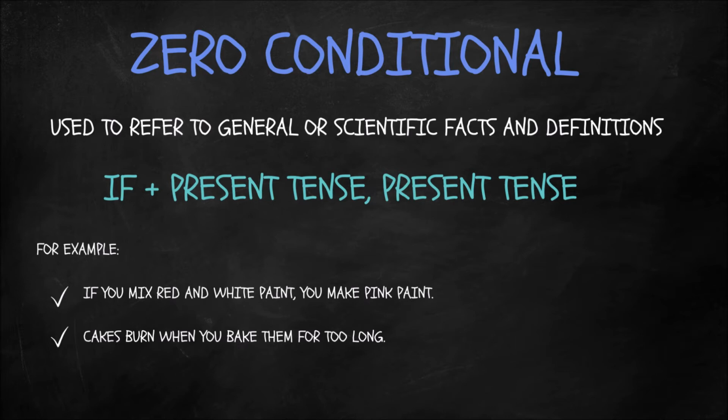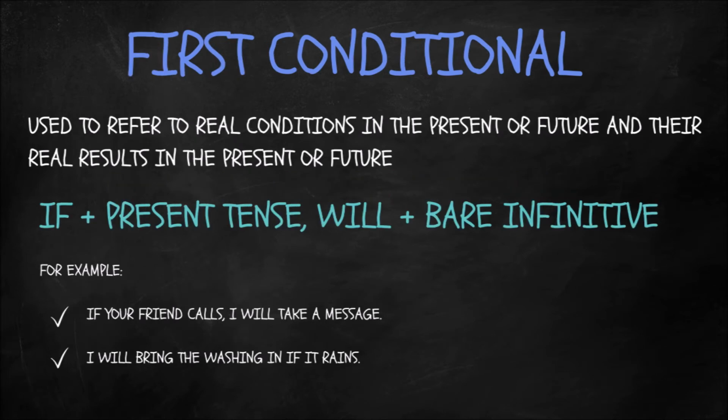Okay, so let's move on to the first conditional. Now, this is used to refer to real conditions in the present or future and their real results in the present or future. And the basic formula for this conditional is if plus the present tense in your conditional clause, and then in your result clause, you are going to use will and the bare infinitive. Now remember, the bare infinitive is simply the infinitive form of the verb without to.